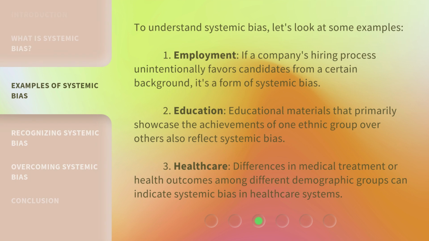To understand systemic bias, let's look at some examples. 1. Employment. If a company's hiring process unintentionally favors candidates from a certain background, it's a form of systemic bias. 2. Education. Educational materials that primarily showcase the achievements of one ethnic group over others also reflect systemic bias. 3. Healthcare. Differences in medical treatment or health outcomes among different demographic groups can indicate systemic bias in healthcare systems.